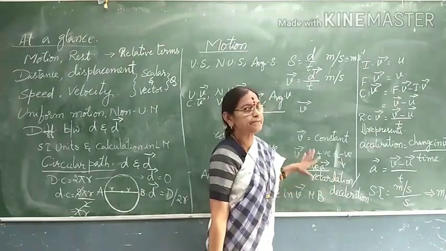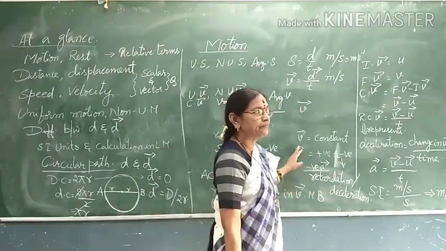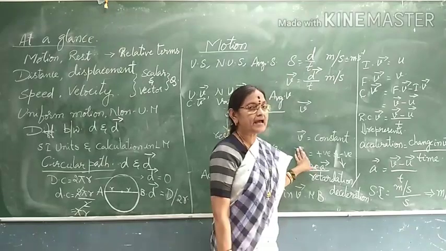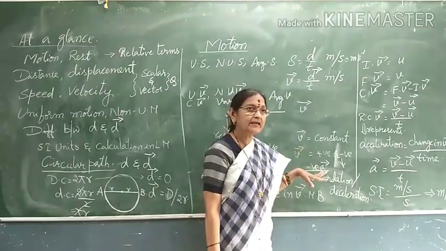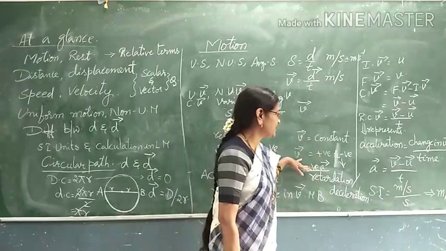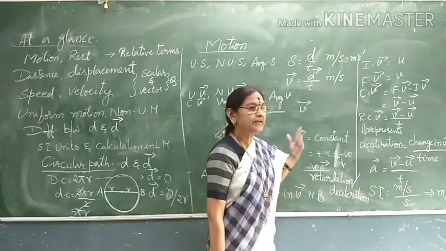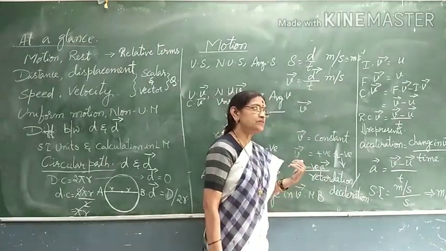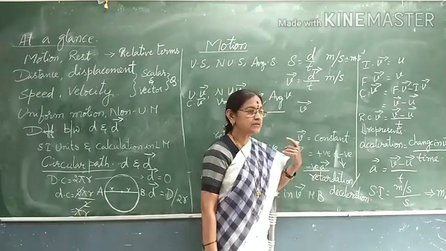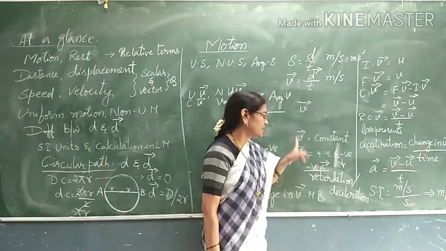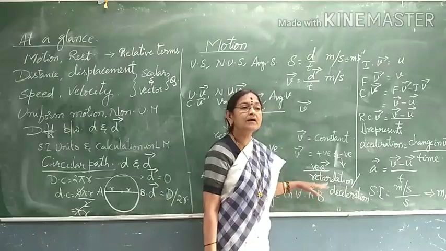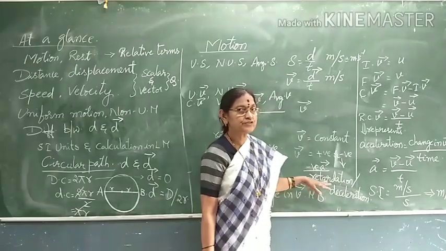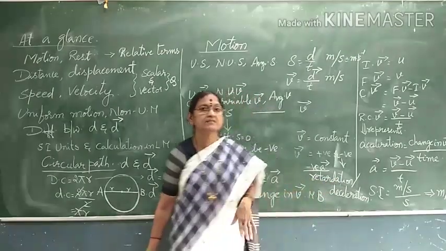For this, the best example is the departing of a train from the station and the arrival of a train. When a train departs, its velocity goes on increasing, that is acceleration. When it is arriving towards the station, its velocity goes on decreasing. It is an example for deceleration. Have you understood, children, this part of the lesson?